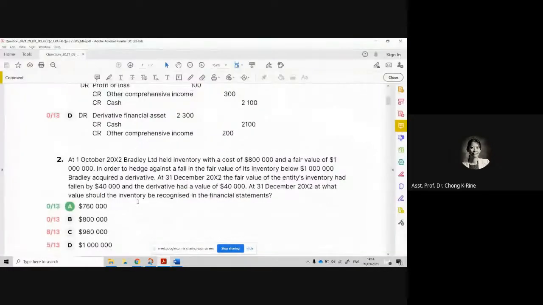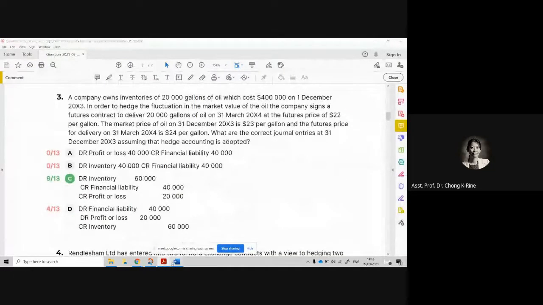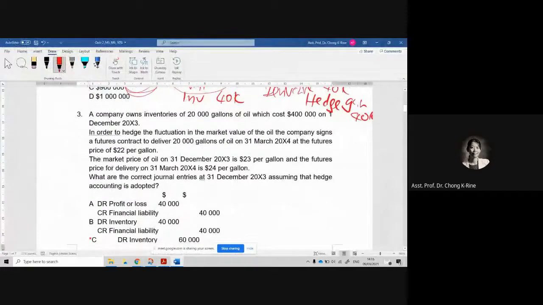I don't know how many of us got correct. Oh, question number 3, 9 got correct. A company owns inventory of 20,000 gallons of oil. I think this question is a bit confusing, but so many got correct. Very good. We hold inventory of 20,000 gallons of oil, and the cost is $400,000 on 1st of December 2000X3. So 400,000 divided by 20,000 units is equal to $20 per gallon.